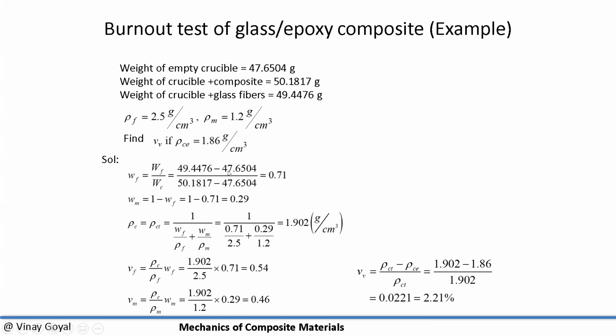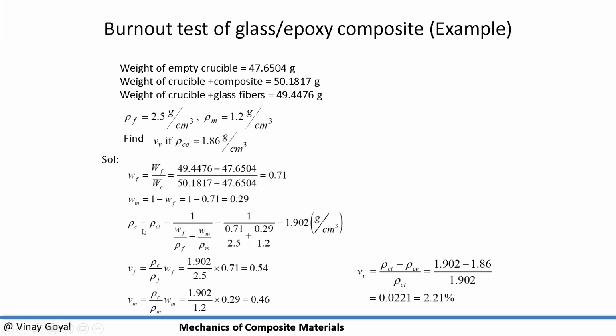49.4476 minus 47.6504. I have to remove the crucible weight out of this calculation, and I get 71% fiber weight fraction. Then for the matrix weight fraction, I just subtract that from 1 to get 0.29. So in this case, I have a 70-30 ratio, 70% fibers, 30% matrix.